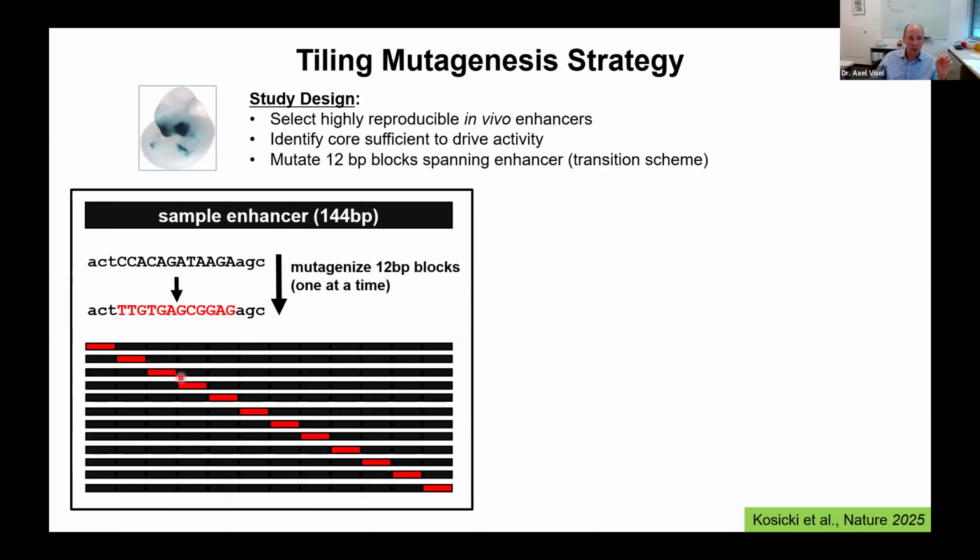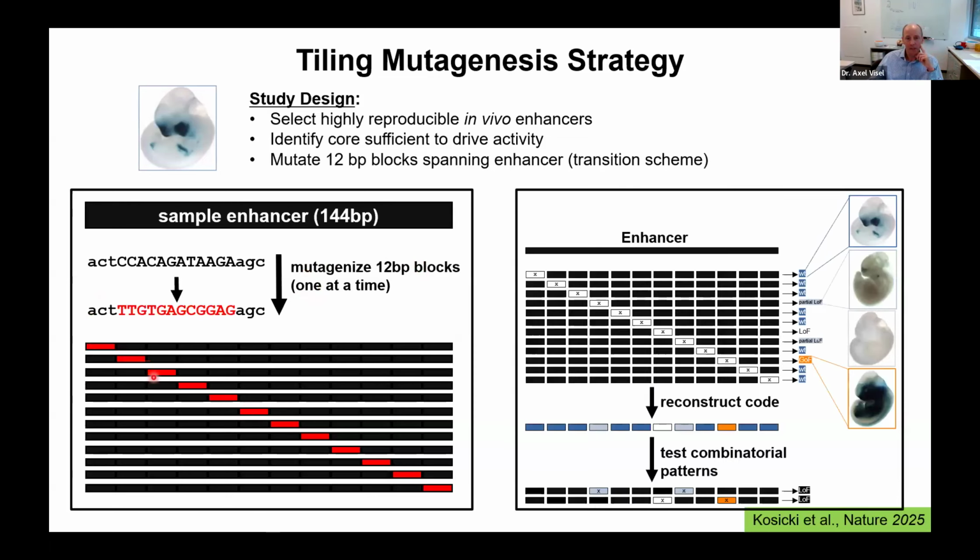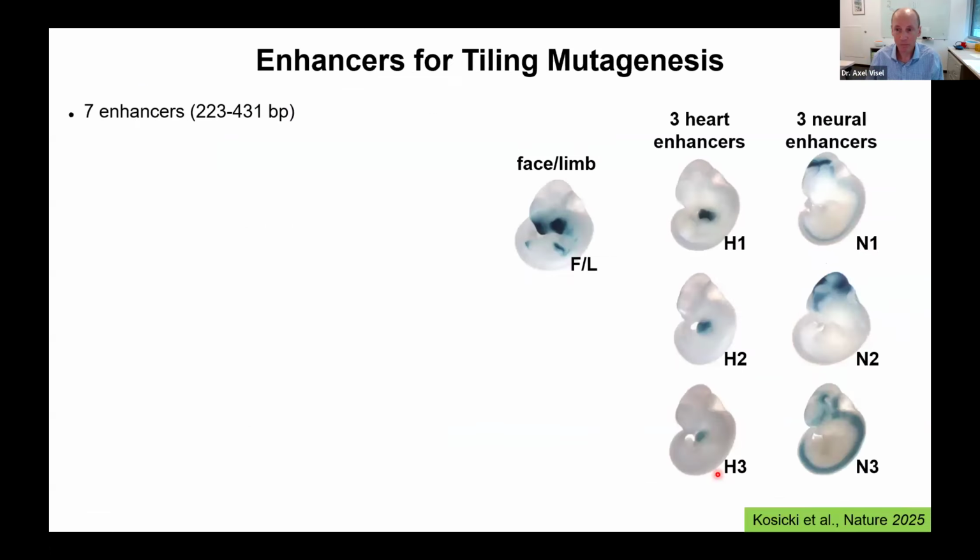One at a time, we would mutate all of these blocks, and then for all of these alleles, build transgenic mice. And the idea was that when we do that, we can assess the outcome, and by doing so, reconstruct the code, meaning we can assess which of the subregions of the enhancer have an important function versus which of them are not required for in vivo function. And then from this, we may also be able to test combinatorial patterns to see how different enhancer mutations add up.